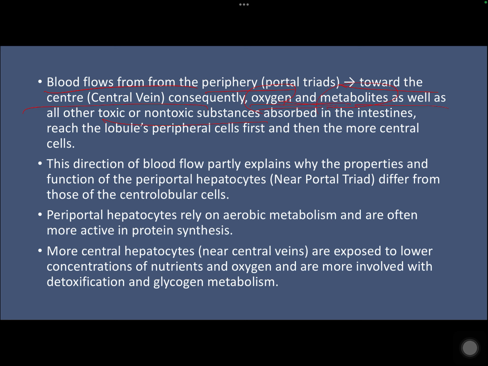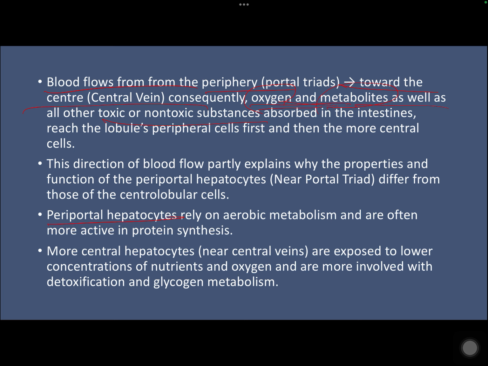Let me repeat it. The cells which are closer to the portal triad must be getting more oxygen and more metabolites, as well as toxic and non-toxic substances, compared to those which are away from the portal triad, because blood flows from the periphery, from the portal triad, to the central vein.